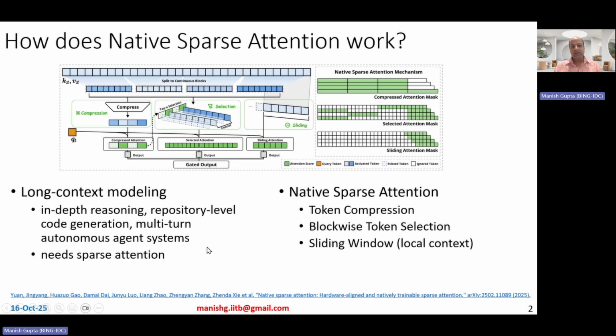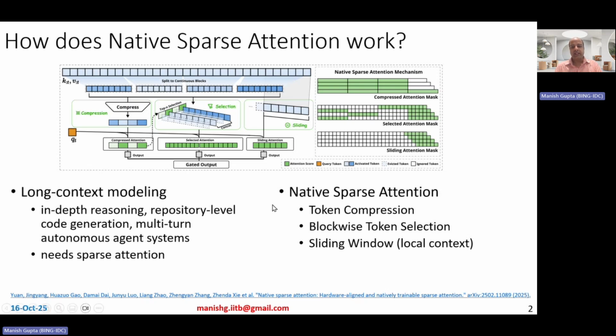Right. So in this particular paper, the authors propose three different sparse attention methods: token compression, blockwise token selection, and sliding window based on local context. The goal is to compress the key value caches and therefore come up with more efficient attention. This method is not an inference time optimization. It is a training-based optimization, and therefore they apply it at train time.